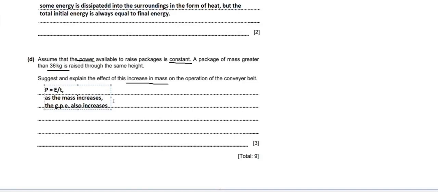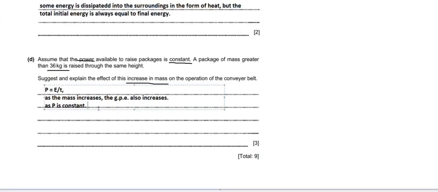Okay, as the mass increases, the gravitational potential energy is also greater, because here E is nothing but mgh. So if you increase the mass, of course there will be greater gravitational potential energy. And as P is constant, energy will be directly proportional to the time here.